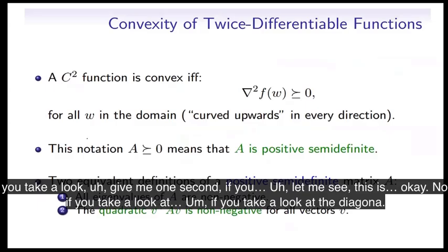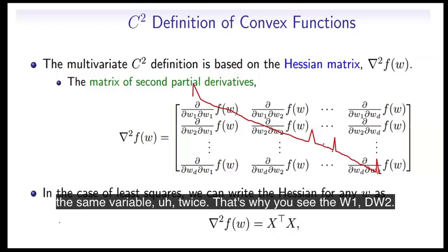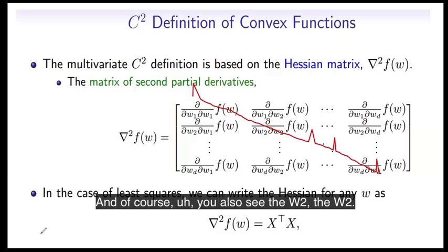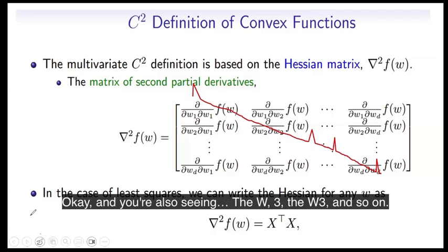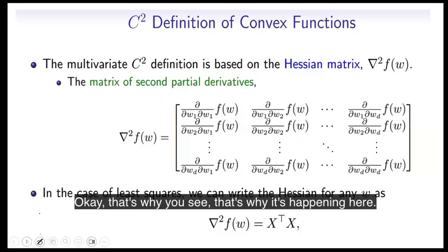If you take a look at the diagonal of this one, on the diagonal you differentiate with respect to the same variable twice. That's why you see the W1, W1, and of course, you also see the W2, W2, and you also see the W3, W3, and so on like that. That's why it's happening here.